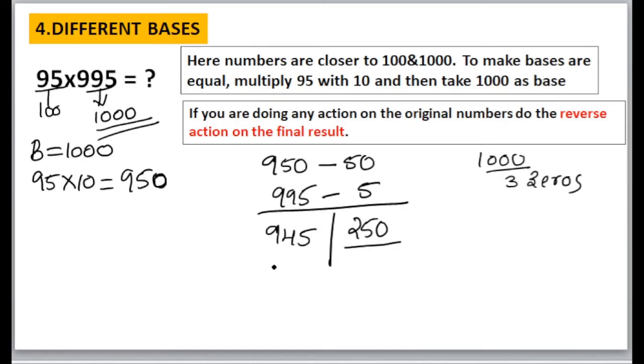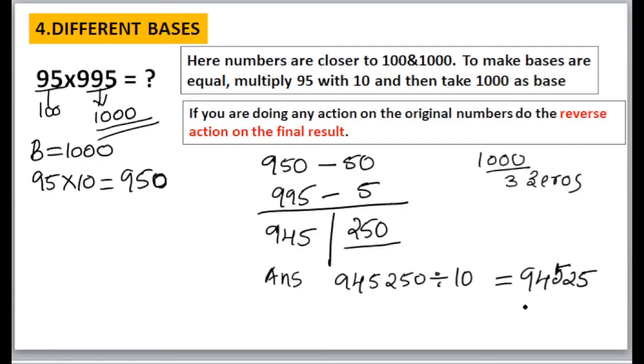So our answer is 945 250 divided by 10. That is 945 25. This is your answer. Because we have multiplied 95 with 10, you have to divide the final result with the 10. Here RHS is 50 into 5 and LHS is 950 minus 5.